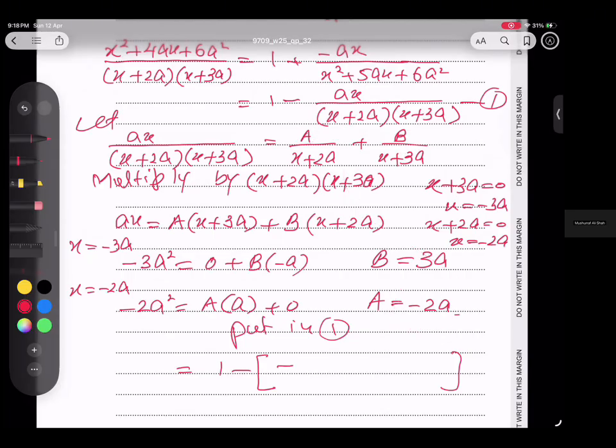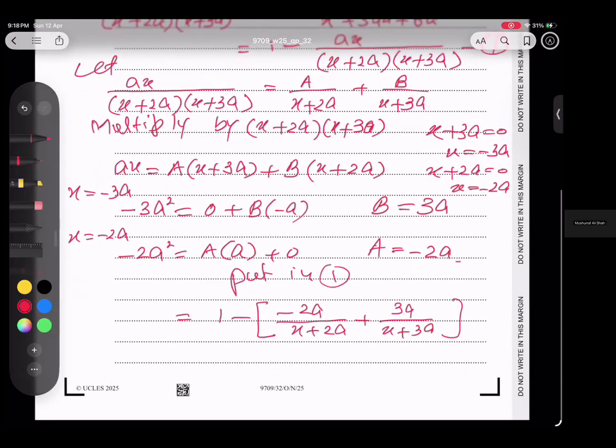So I'm getting negative 2a over x plus 2a, which becomes positive. This I'm going to plug in there, so 3a over x plus 3a. Open the bracket. So we are getting what? 1 plus 2a over x plus 2a and negative 3a over x plus 3a. I hope the point is very clear, and we have done it.